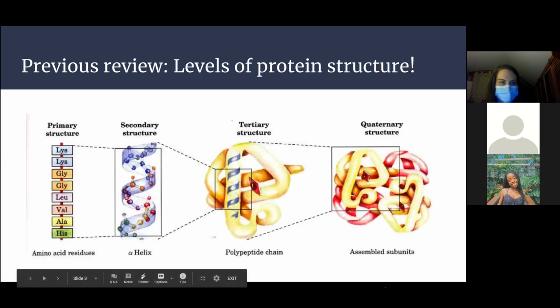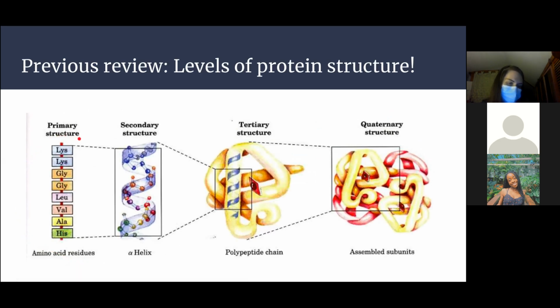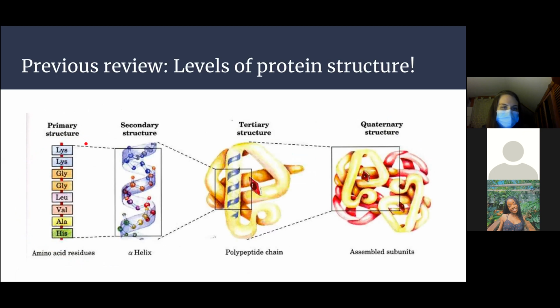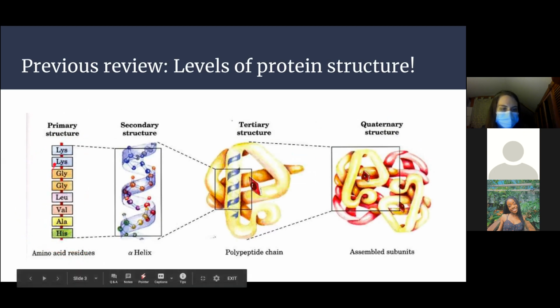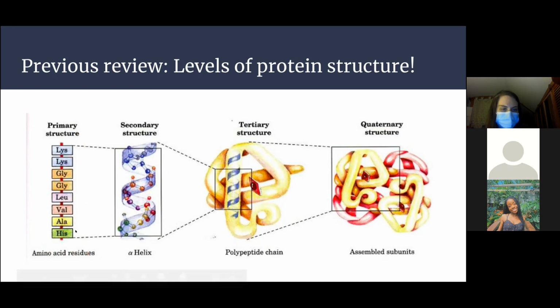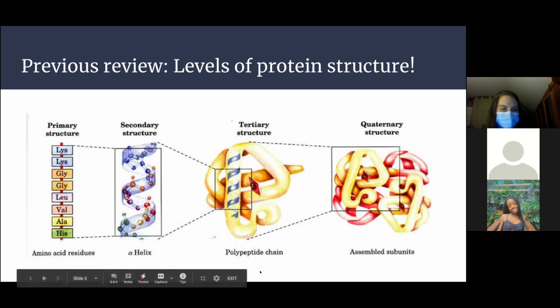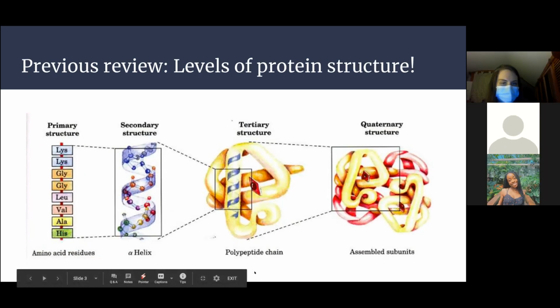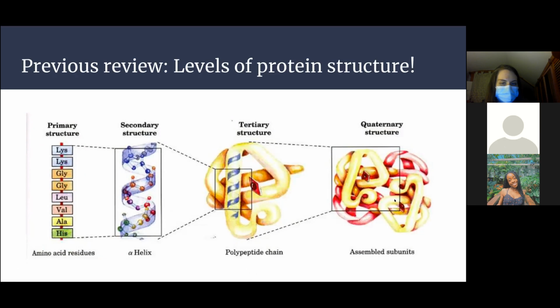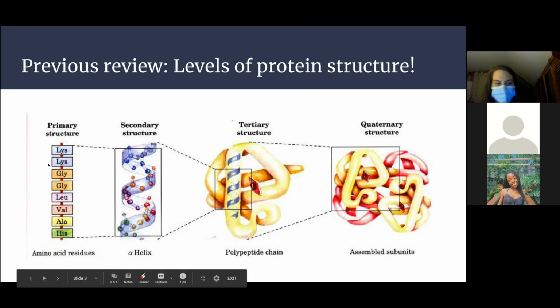Okay, and we also looked at last time levels of protein structure. You can see here that we have primary structure, which is just your simple string of beads or the order of amino acids, and they come in different orders depending on the proteins. Hold on just a sec. Okay, and like I was saying, in primary structure, you have the sequence of amino acids listed here.